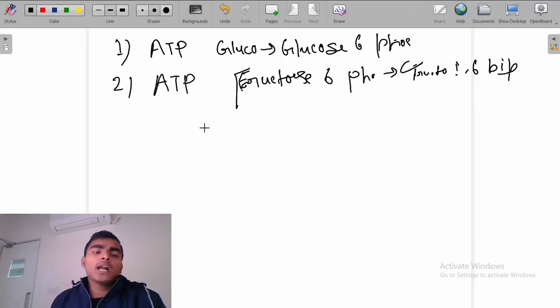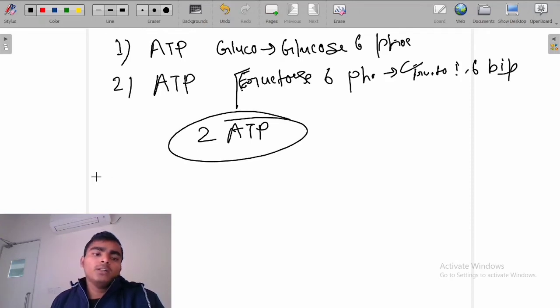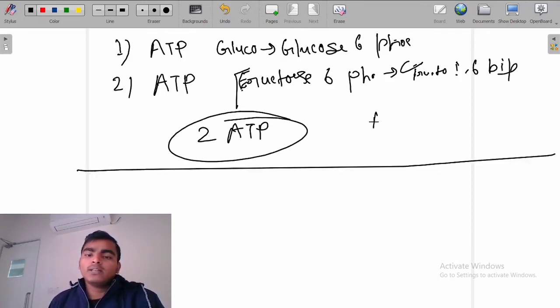Now you can see how many ATPs we are investing in total. 2 ATP molecules we are going to invest in glycolysis. Now this is the complete investment. This is the investment in one glucose molecule.